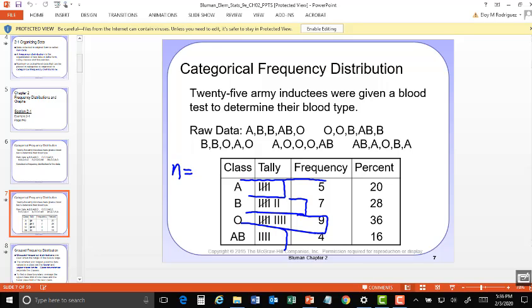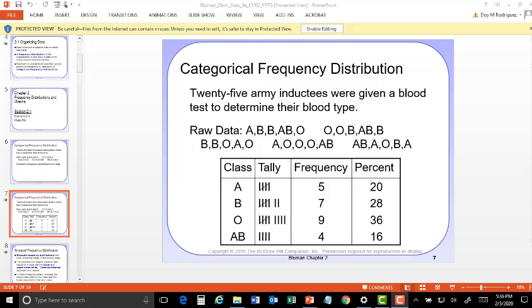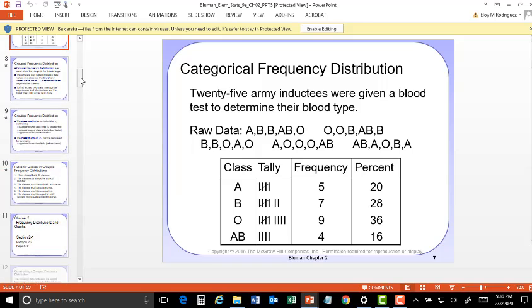Okay, so let's go. And then, let's see, did I get this right? Yeah.